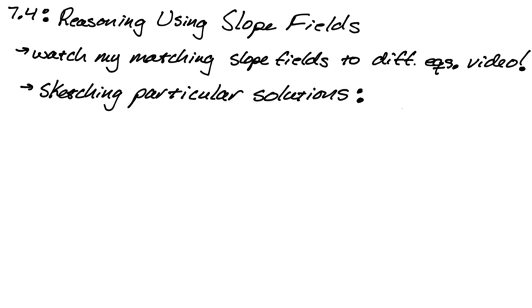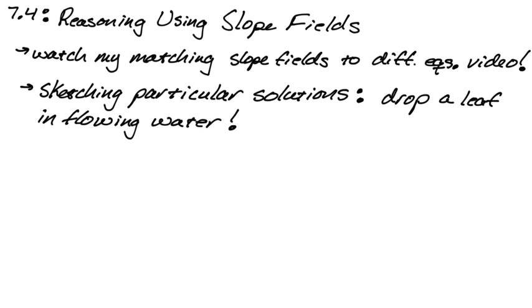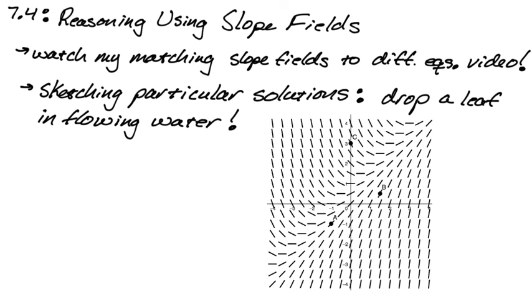The other thing is we're going to have to sketch particular solutions. When I sketch a particular solution, what I picture in my mind is that the slope field is flowing water, and I'm just going to drop a leaf in the flowing water and see where it goes. So that's what I do. Here's a slope field, and I'm going to draw the particular solutions through A, B, and C.